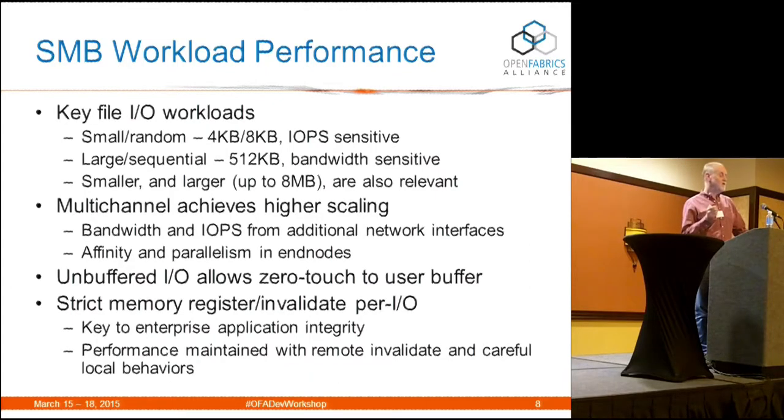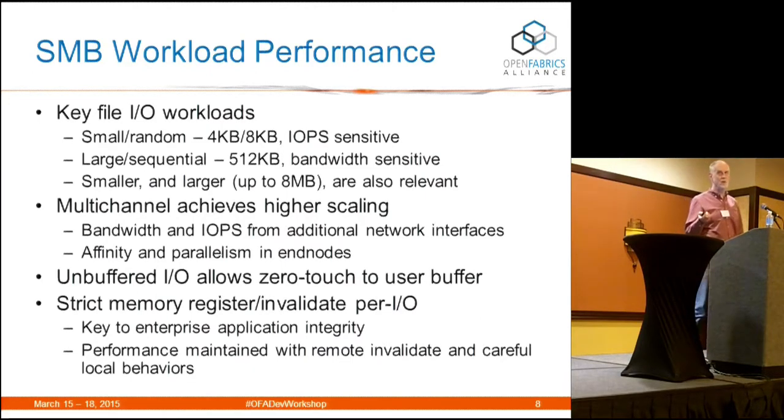They're also used for large and sequential, 512 KB and up. Those are universally bandwidth sensitive. Nobody cares about IOPS because there's basically a few thousand IOPS to max out the wire. But large sequential is the other common storage workload. And there are smaller workloads, and they're also larger. SMB typically will transfer up to 8 megabytes that are also relevant.